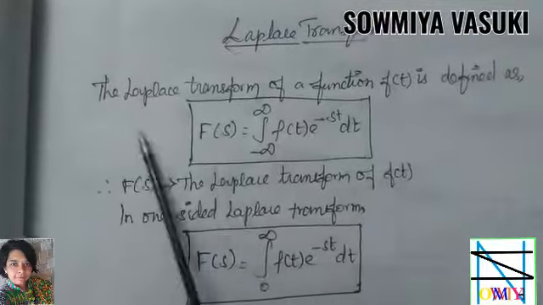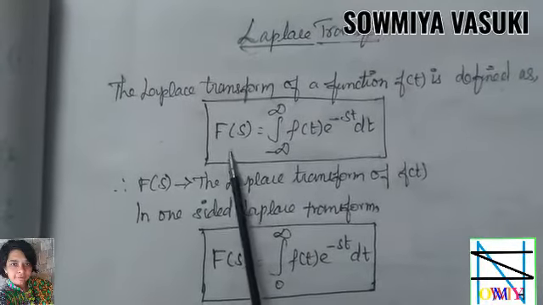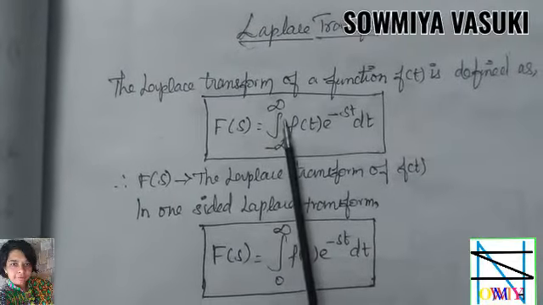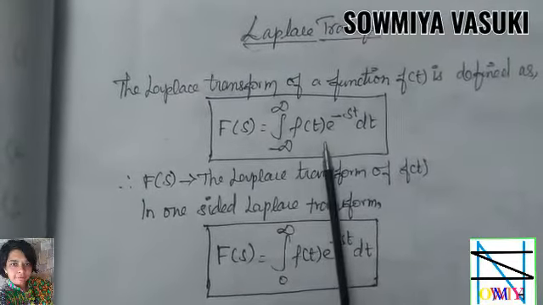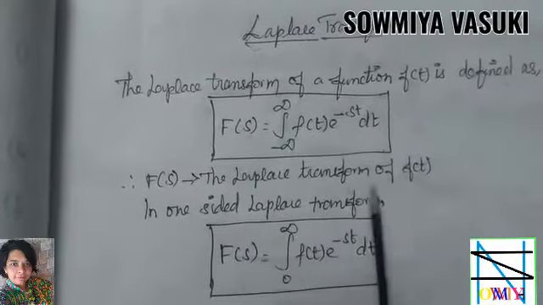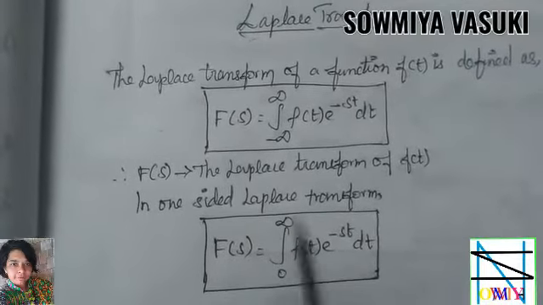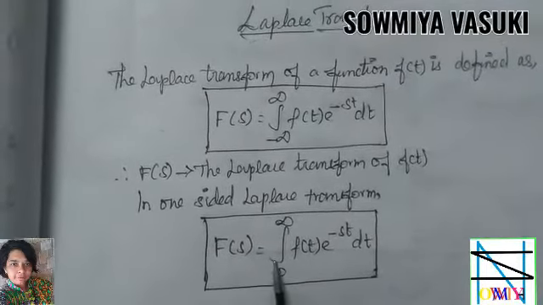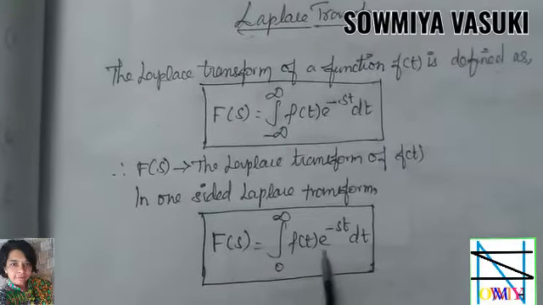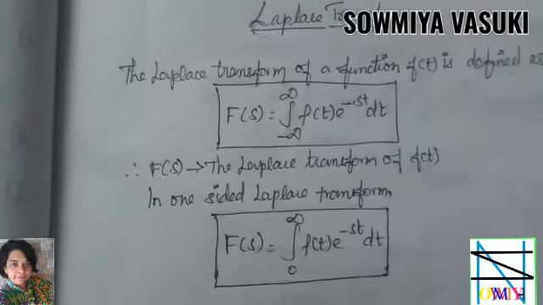The Laplace Transform of a function f of t is defined as F of s is equal to integral from minus infinity to infinity f of t into e power minus st into dt. F of s is the Laplace transform of function f of t. The one-sided Laplace transform is F of s is equal to integral from 0 to infinity f of t into e power minus st into dt. That's it.